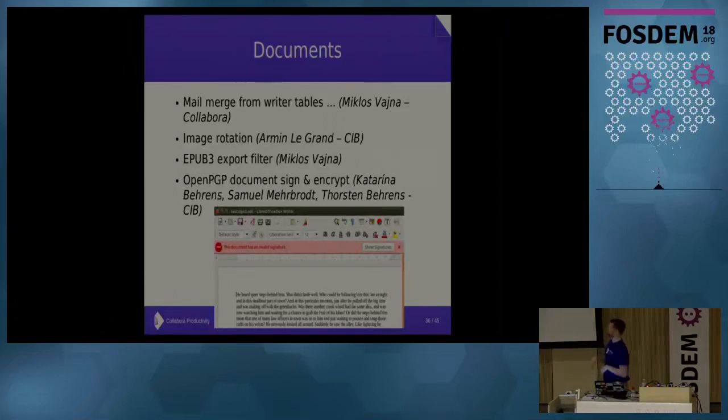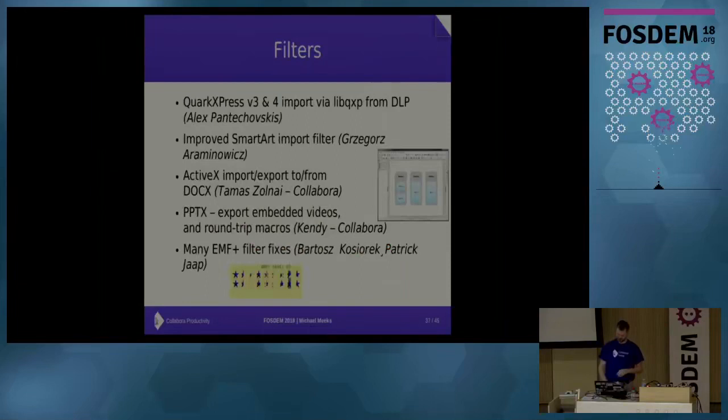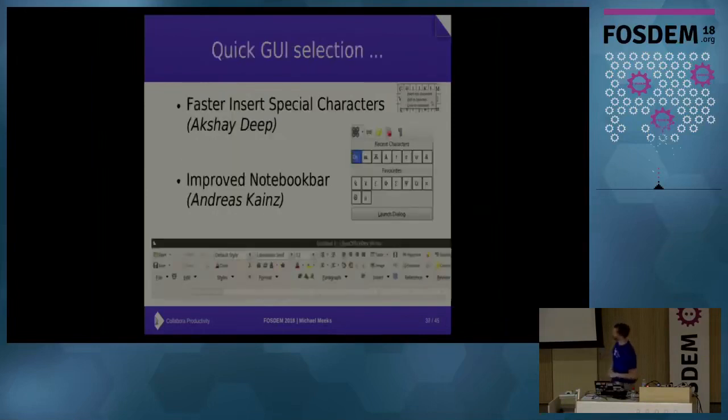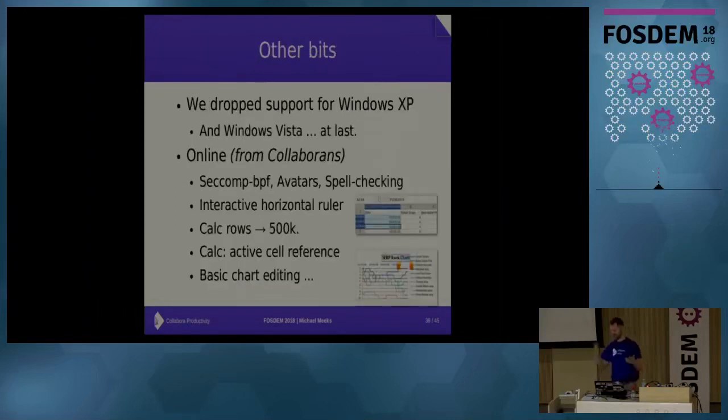We need more customers. So OpenPGP is, again, really cool. Signing and encrypting documents there. So, some fun stuff. Better filters, better round tripping. The EMS stuff is really nice there from, I think, a volunteer. Improving previews. Better ergonomics. Improved notebook bar. We dropped support for Windows XP and Vista. Hooray. At last.